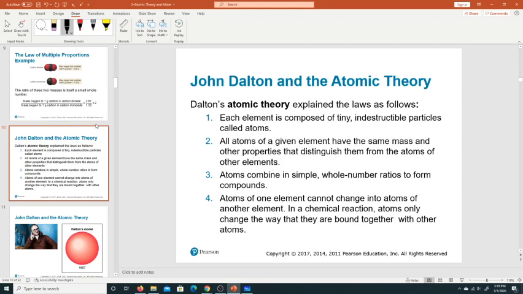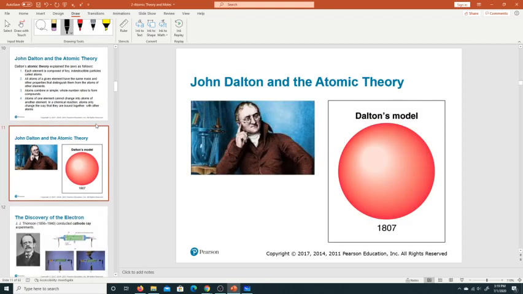In chemical reactions, the atoms will just rearrange themselves to make new compounds, but you cannot change the identity of an element. So basically his model is 1807. You should be familiar with who John Dalton is and what his model is. So you need to know that this model belongs to John Dalton. The approximate year is 1807. I'm not going to ask you in what year Dalton developed his model, but you should at least have an idea who Dalton was and what he did.